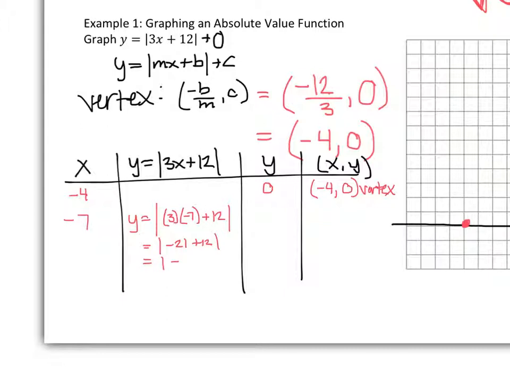Negative 21 plus 12. You can do it. You've got 2 calculators on your desk. Yeah, but you want somebody that uses the absolute values. Oh, damn it. Negative 9. What's the absolute value of negative 9? 9. So our y is 9. So we have the point negative 7, 9.